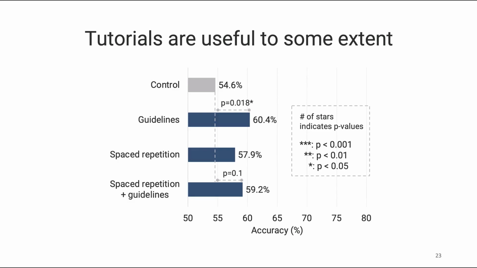The difference between the control and guideline setup is statistically significant, and the difference between control and spaced repetition guidelines is borderline significant. However, we do not find a statistically significant difference between spaced repetition and SP-line, which is why we focus on spaced repetition in the experiment.